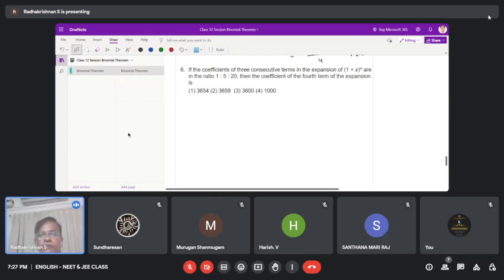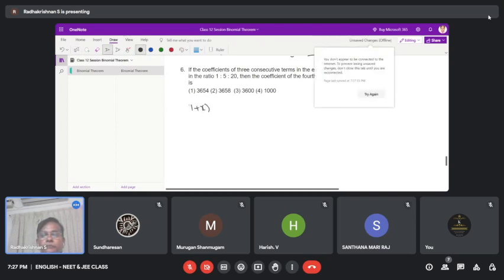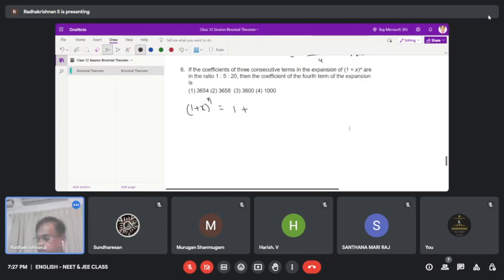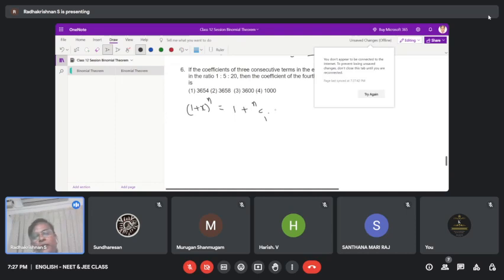So what is the expansion of (1 + x)^n? It's a very simple expansion. 1 plus nC1 x plus nC2 x squared, and so on, up to nCr x^r.